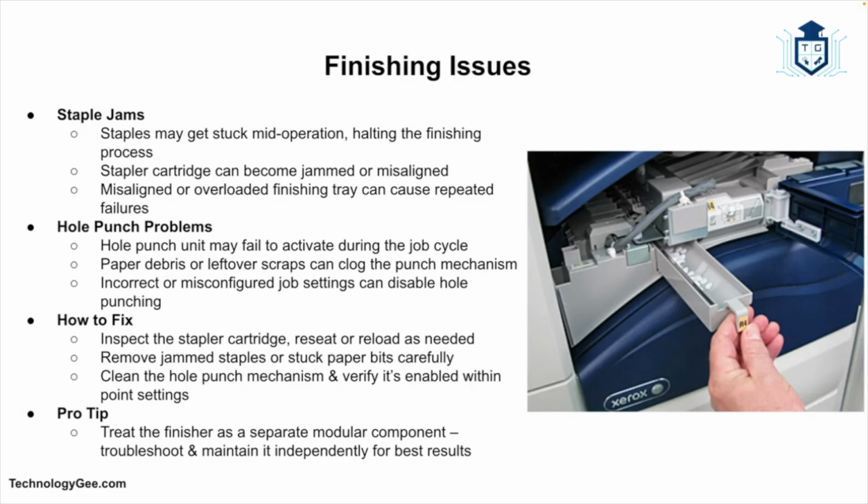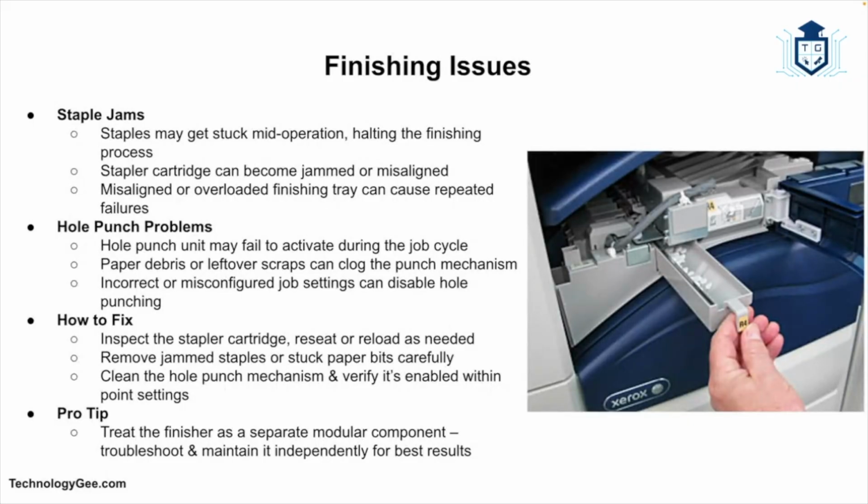When it comes to hole punch problems, you can have issues like the punch is not activating, debris is clogging the punch, or you can have misconfigured job settings. How do you fix this? Well, you want to check the stapler cartridge and reload it. You want to clear out any jammed staples or paper bits. And you want to clean the hole punch and ensure it's enabled in print settings.